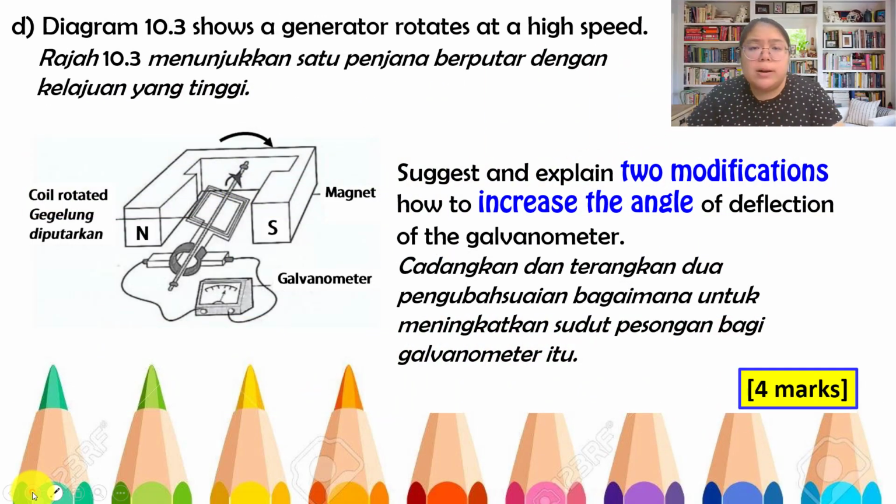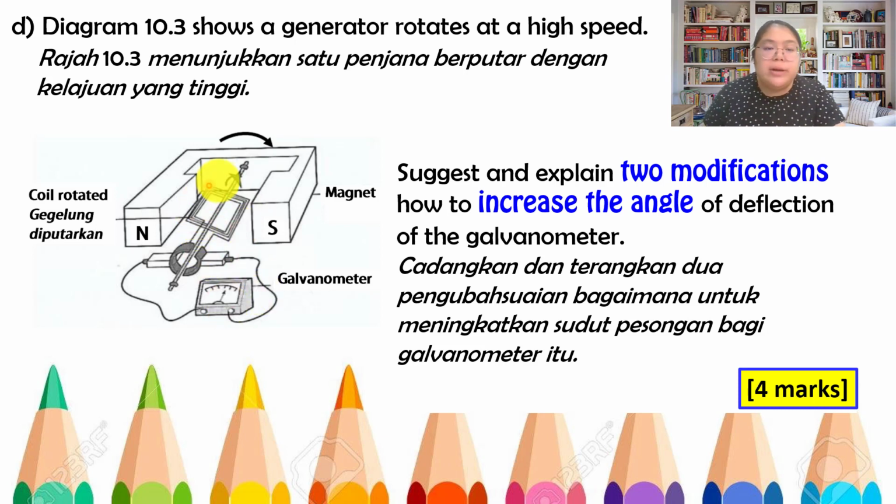Okay, in 10.3, they show a generator rotating at high speed. Now you need to suggest and explain 2 modifications, only 2, to increase the angle of deflection of the galvanometer. From the diagram, you can see we don't have any battery supplied. No battery. So this one should be electromagnetic induction. Okay, generator, that means they're using motion, how you turn fast or slow to produce the current.